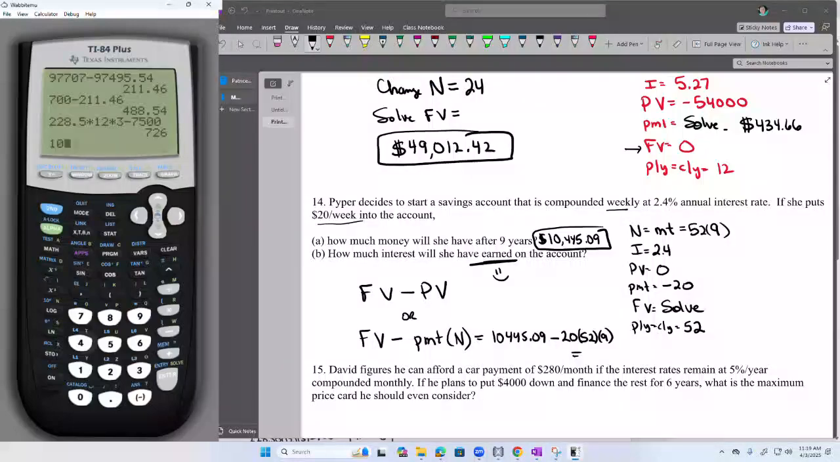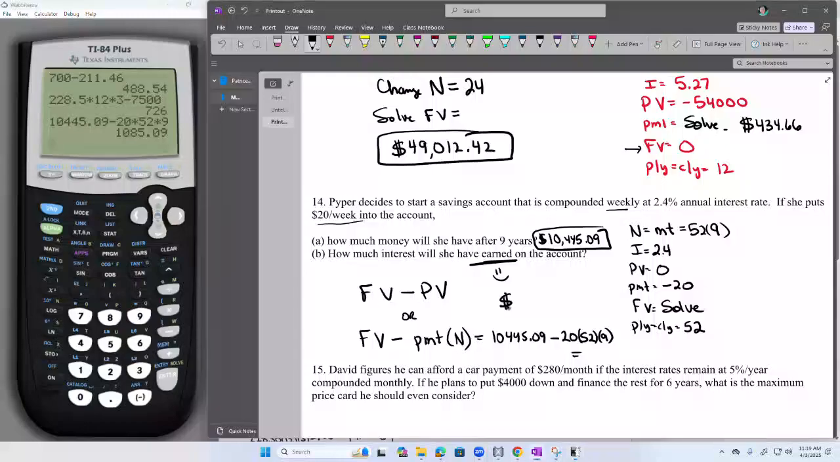So I'm going to have 10,445.09 minus 20 times 52 times 9. And so interest earned would be $1,085.09.